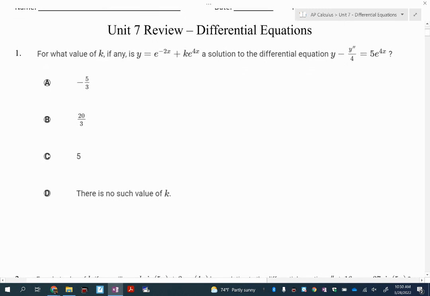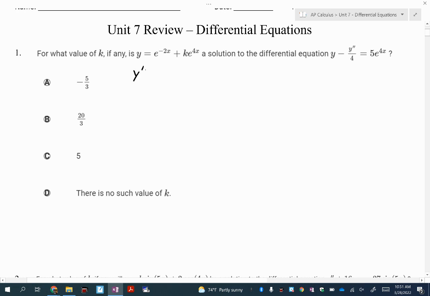For what value of k, if any, is this function they've given us for y a solution to the differential equation y minus y double prime over 4 equals 5 times e to the 4x power? When I look at the differential equation, remember that it just has to include some function y and some order of derivative of that function. I notice I have the second derivative. So first I'm going to find the first derivative of this y function and then find the second derivative.